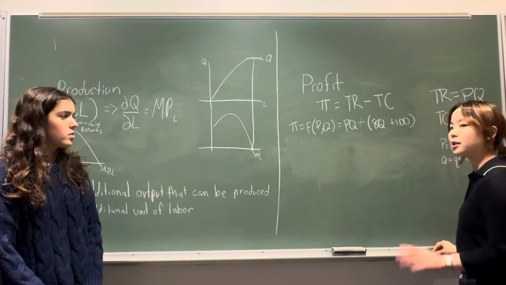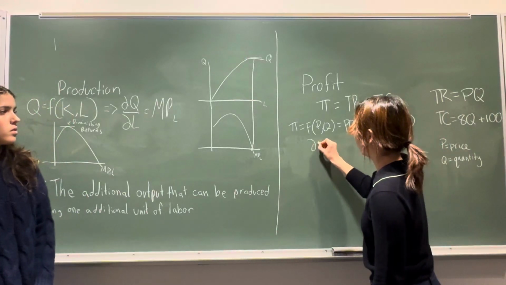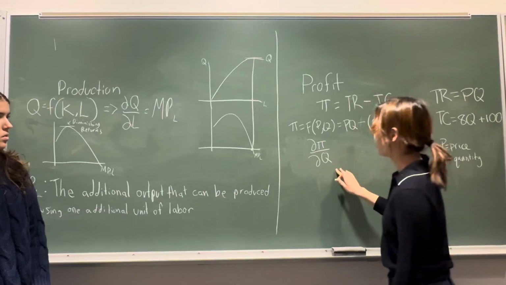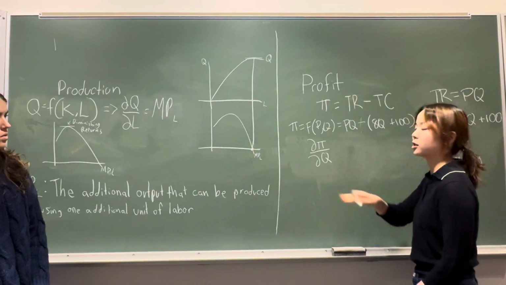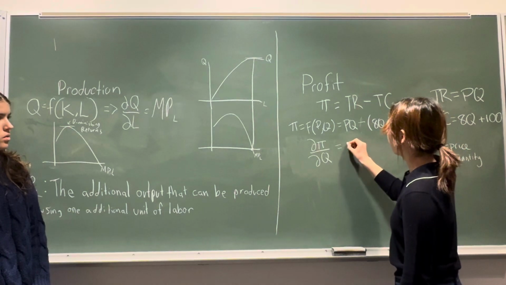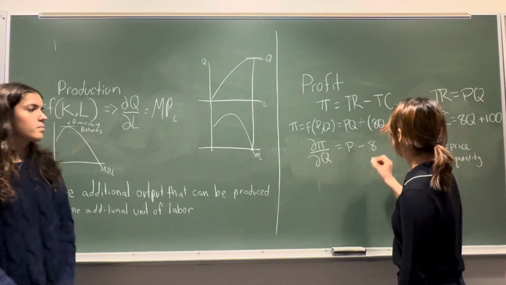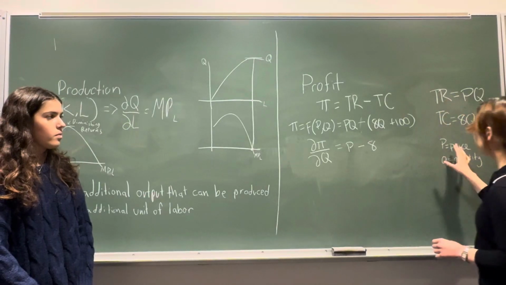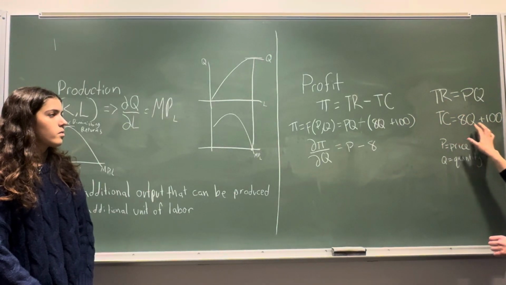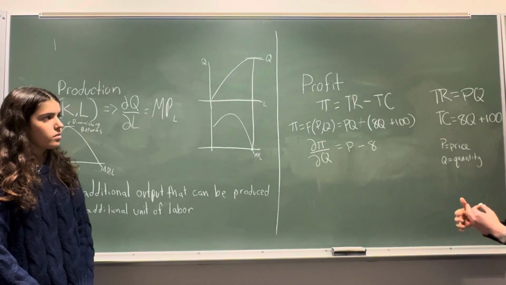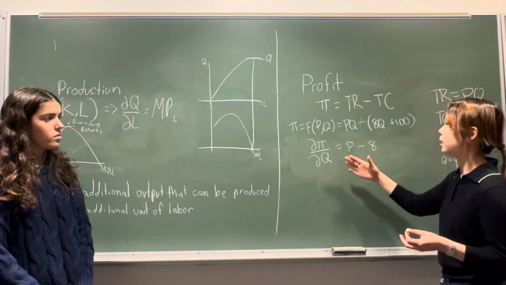If we take the partial derivative of profit with respect to quantity, then we can see how a change in quantity, just a change in quantity, affects profit. This will give us P minus 8. This makes sense because the reason why total cost is 8Q is because it takes you $8 to produce one unit of output.